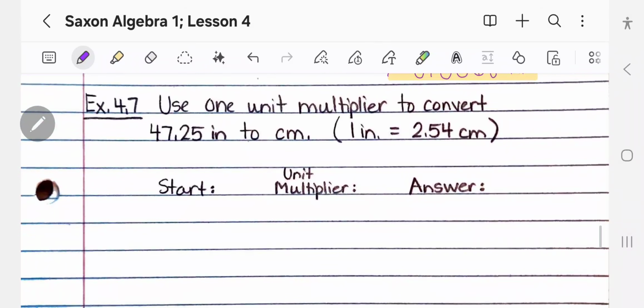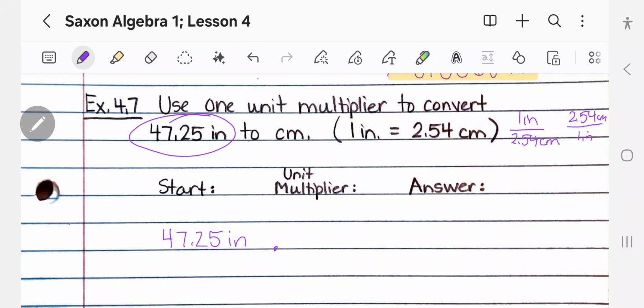All right, so for 7, use 1 unit multiplier to convert 47.25 inches to centimeters. All right, they tell us that 1 inch is 2.54 centimeters. This is two different measurement systems. We've got the standard system for inches and the metric system for centimeters. All right, so let's start with what they give us. We're going to write 47.25 inches. Let's multiply it by our unit multiplier. We could have 1 inch over 2.54 centimeters, or we could have 2.54 centimeters over 1 inch.